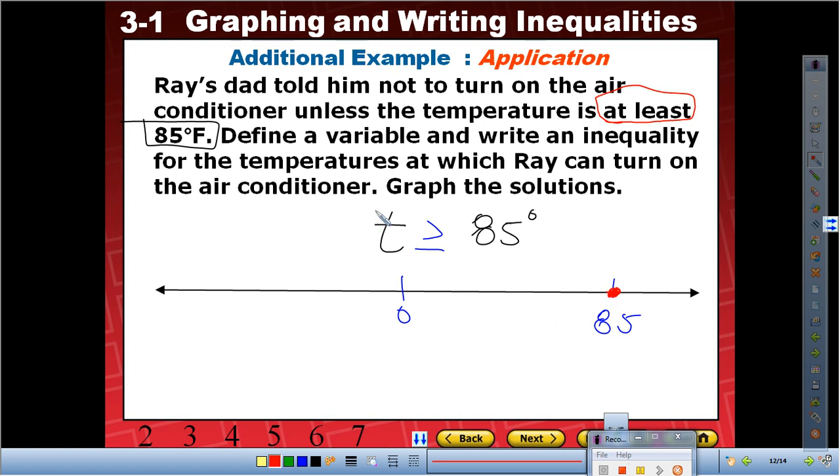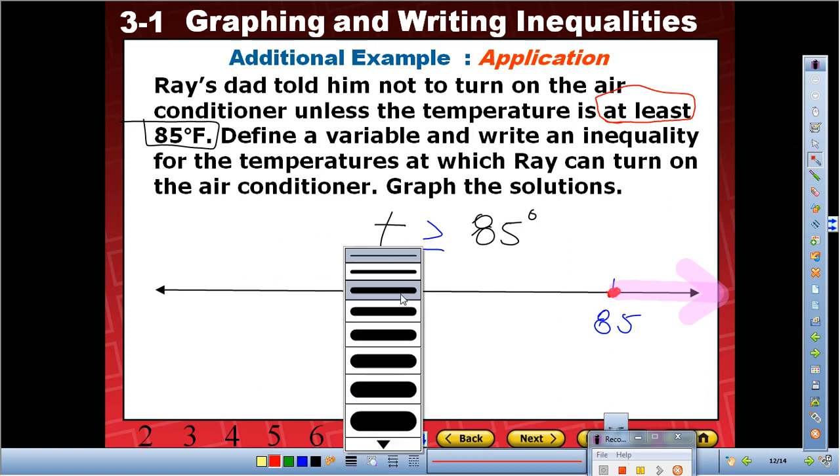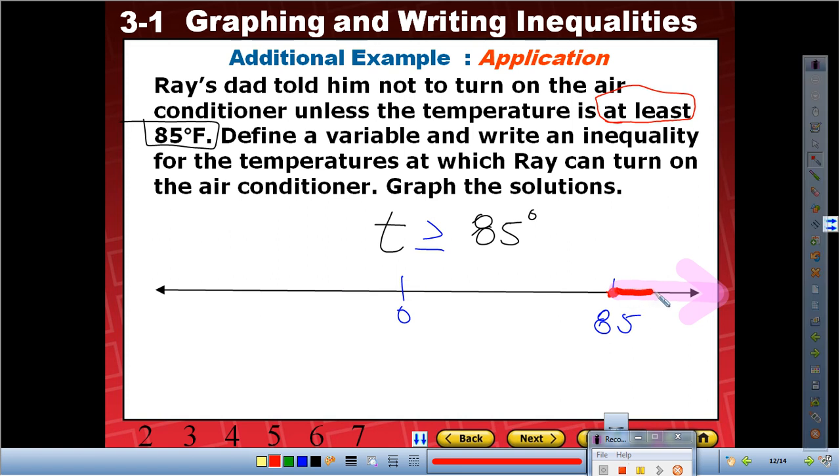And then it says T is greater than or equal to 85. What numbers are greater than or equal to 85? 86, 87, 88, everything this way, right? So that means we're going to shade everything from this point that way and put an arrow at the end. Does that make sense? Yeah, right? So everything from this point to that side, and put an arrow so that we know that includes all those.